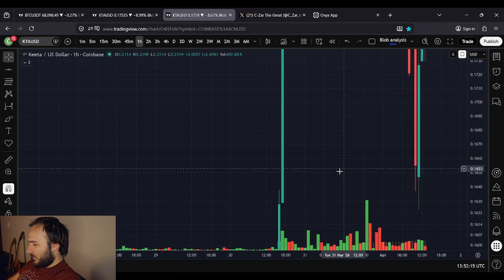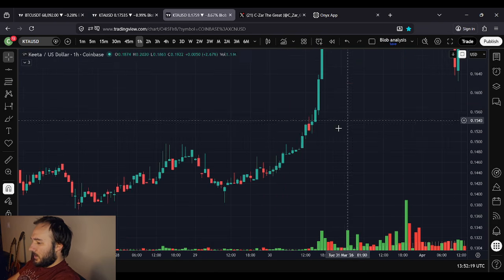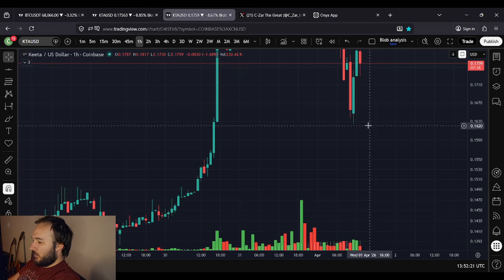What happened to the gaps? Oh, there's a gap right there. Yeah, we filled that gap. As soon as we filled that gap, boom, we moved up. Beautiful. That also came in line with a golden ratio retracement.